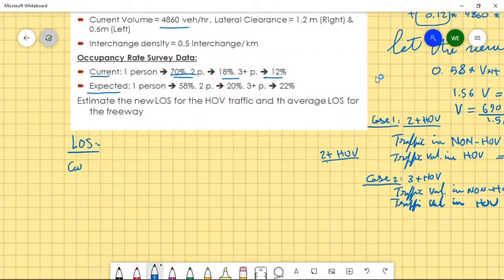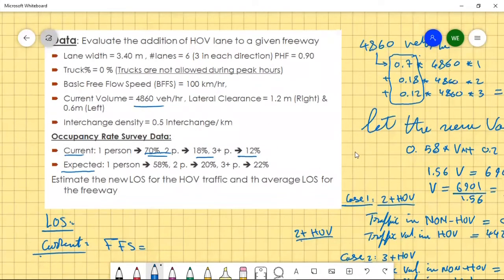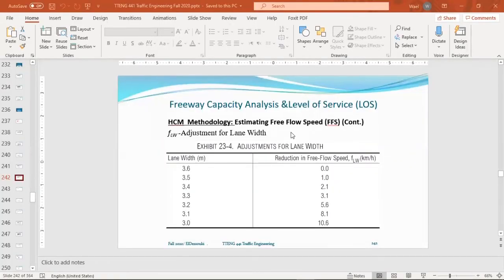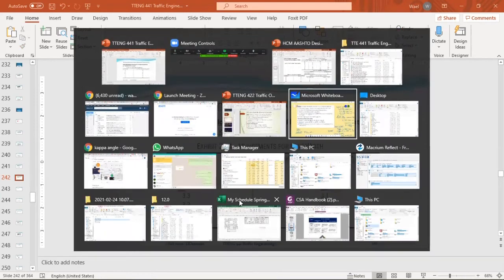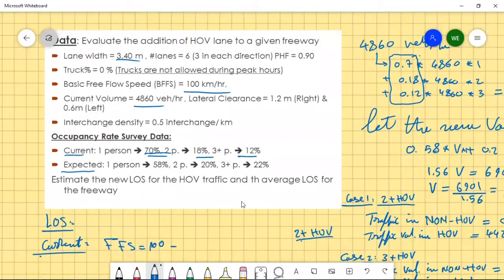So for the current case, what do we have? We have 3 lanes, so we need to adjust the free flow speed. We have the free flow speed, it was here, I think, 100 kilometers per hour. So we have 100 kilometers per hour minus an adjustment factor for the lane width. Okay, so now we need to adjust the free flow speed. So we have the lane width, it was 3.4, so the adjustment is minus 2.1. So that was 100 minus 2.1, that's the factor for lane width.